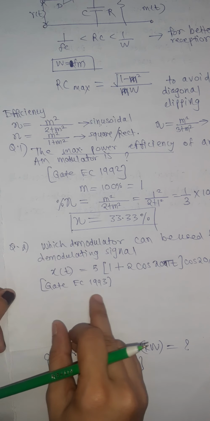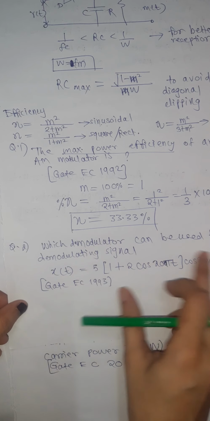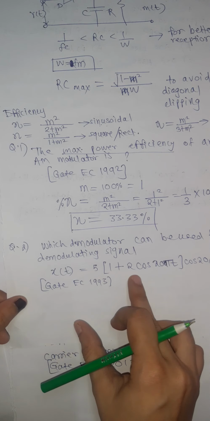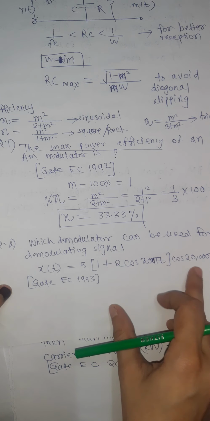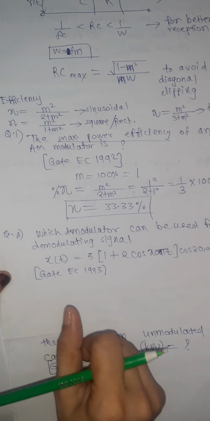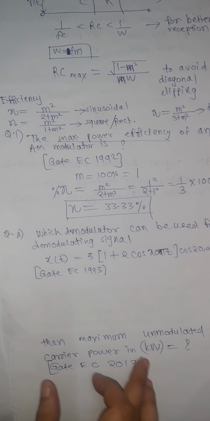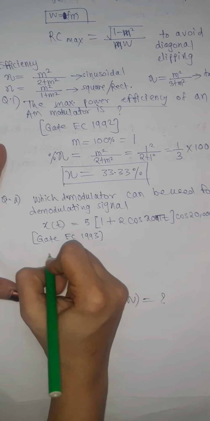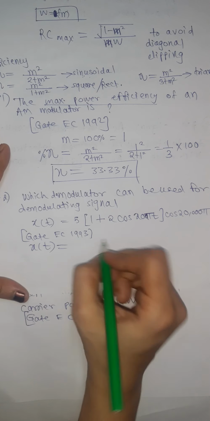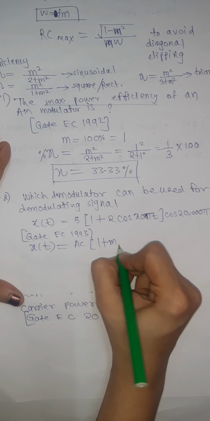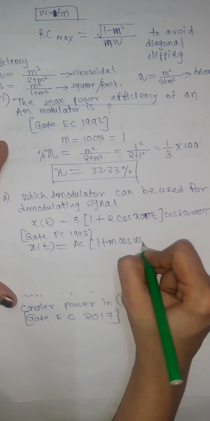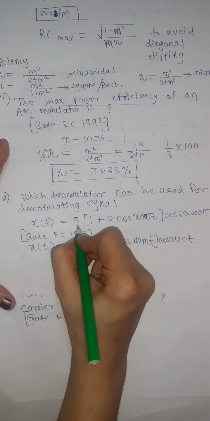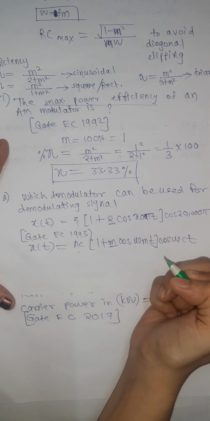Then next is question 2. It was asked in GATE EC 1993. Which demodulator can be used for demodulating the given signal x(t) = 5(1 + 2cos(200πt))cos(20000πt)? So first of all we will compare this with our standard signal. Our standard AM signal is x(t) = Ac(1 + m cos(ωmt))cos(ωct). Now comparing, Ac is 5, m is 2.